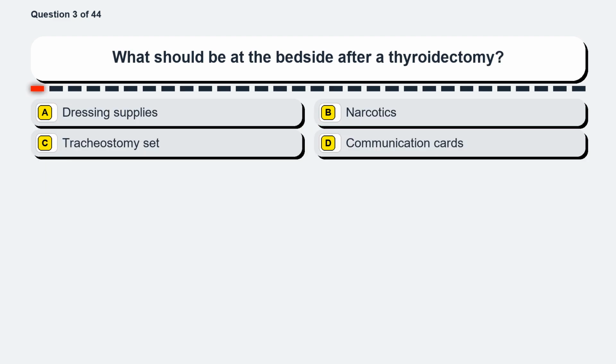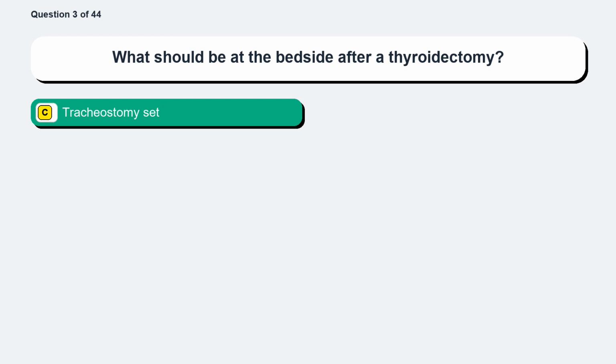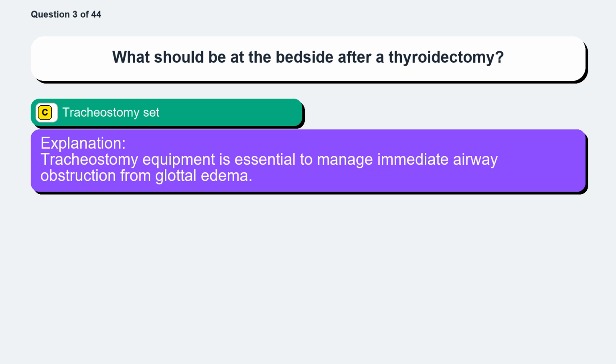Question 3. What should be at the bedside after a thyroidectomy? Option A, dressing supplies. Option B, narcotics. Option C, tracheostomy set. Option D, communication cards. The correct answer is option C, tracheostomy set. Tracheostomy equipment is essential to manage immediate airway obstruction from glottal edema.